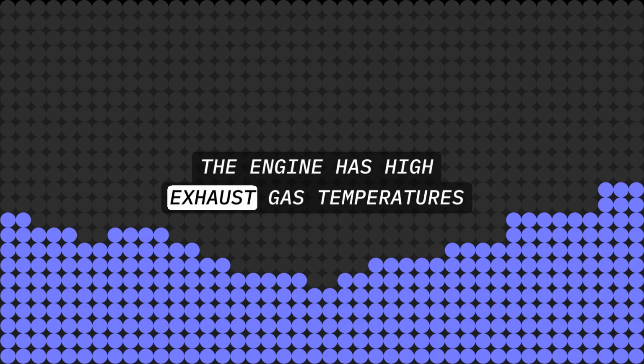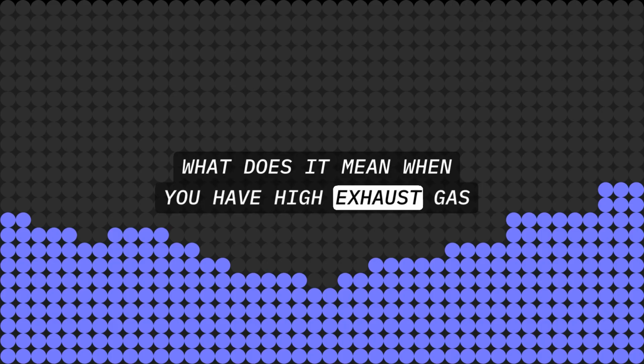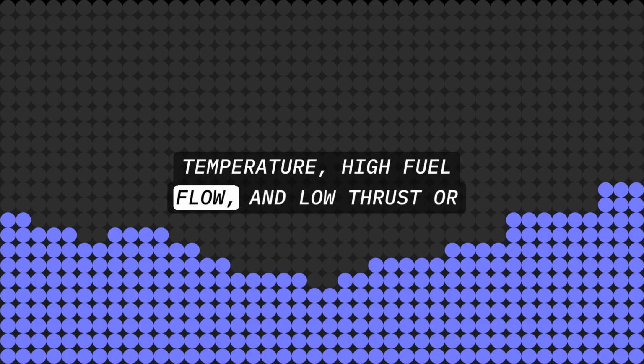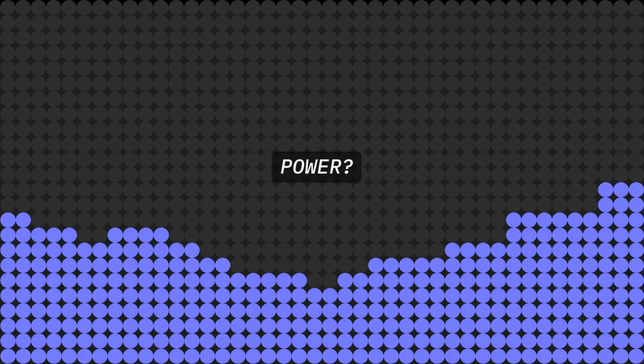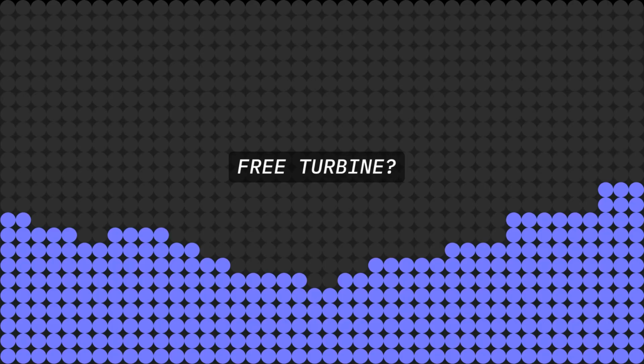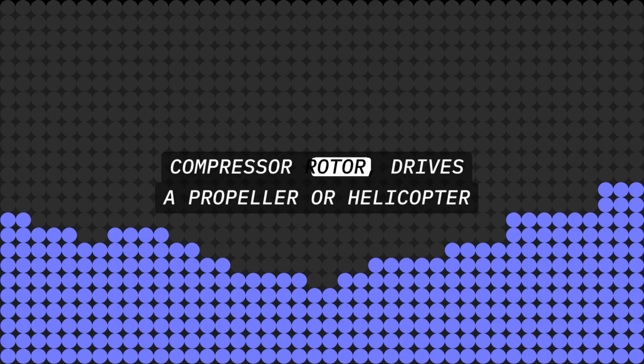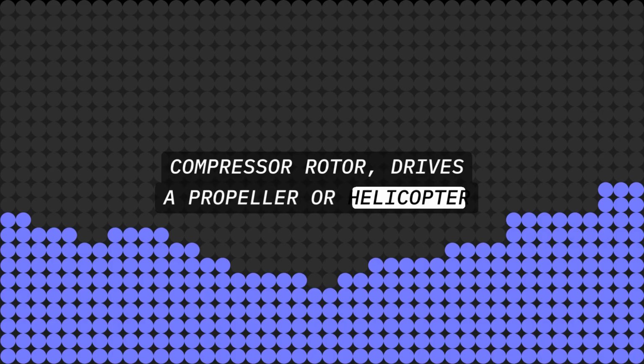The engine has high exhaust gas temperatures for takeoff. What does it mean when you have high exhaust gas temperature, high fuel flow, and low thrust or power? Pending engine failure or low compression. What is a free turbine? A turbine wheel that, rather than driving the compressor rotor, drives a propeller or helicopter transmission.